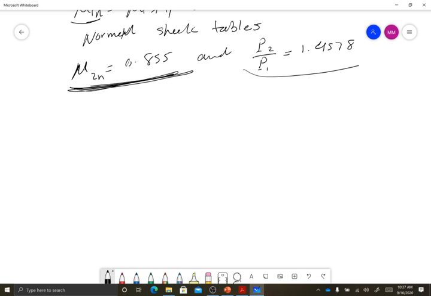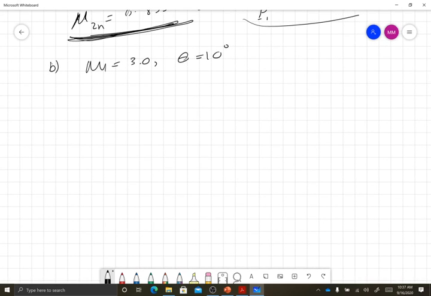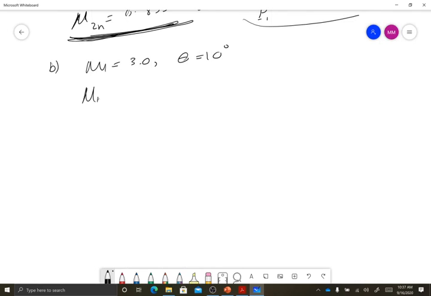We can do the same thing for P3 over P1, which is part B of the equation. We have M1 equals 3, and your theta is then. We also have the formation of an oblique shock wave on the lower surface. So we can calculate the normal component of the Mach number on the lower surface before the shock wave. It's going to be 3 multiplied by sine beta. So we have to find beta first.